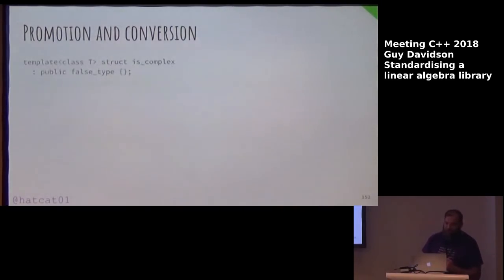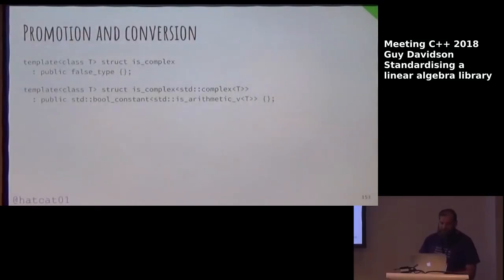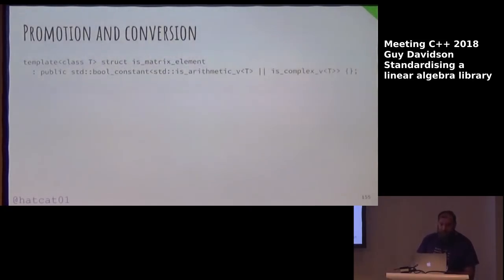But here's the walkthrough. We start with a trait to detect if the type is complex. The general case is false. We specialize that, which is true, as long as the type is actually arithmetic, of course. Otherwise, weird things are happening if it's not arithmetic, and we're not ready to go that far yet. We simplify with the bool expression is_complex_v. And now we need a trait to detect if the type is a suitable matrix element. Is it arithmetic or is it complex? And again, we simplify with is_matrix_element_v by taking the value of that.